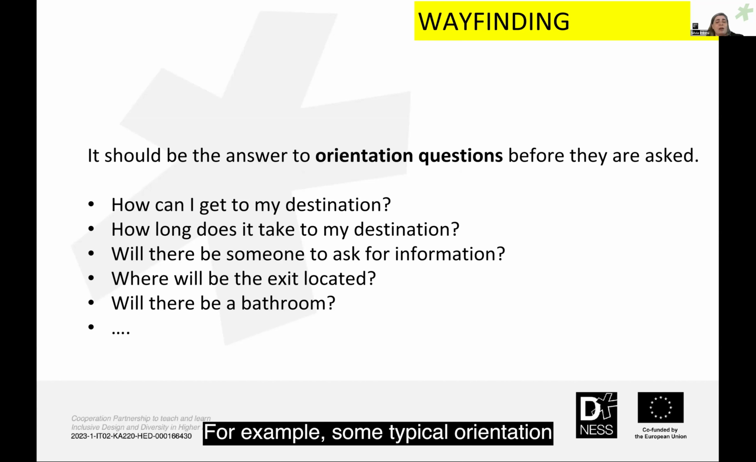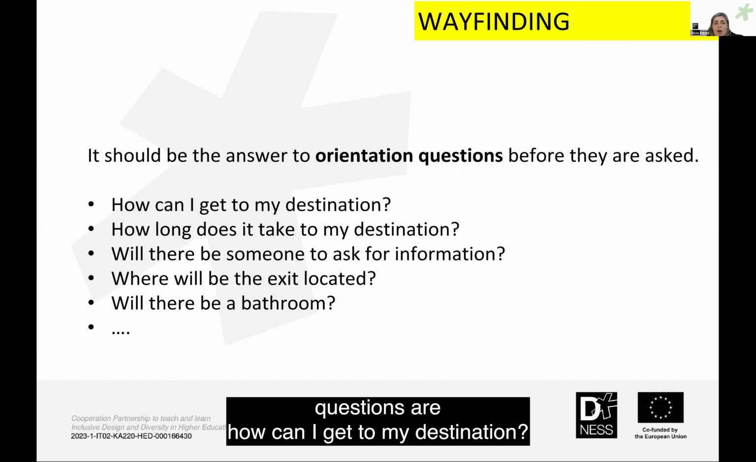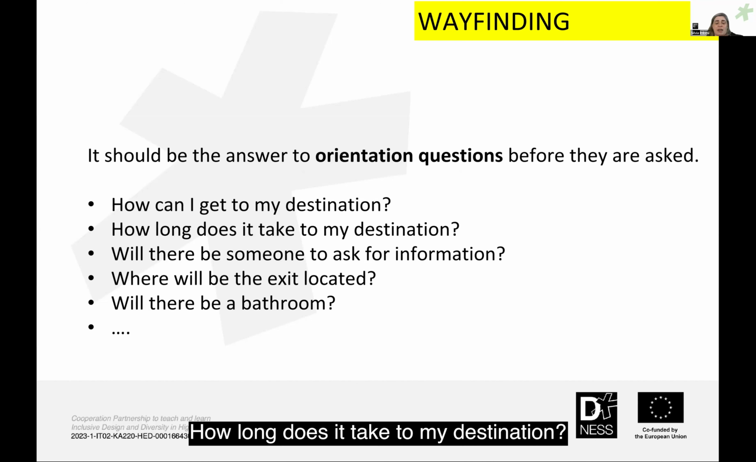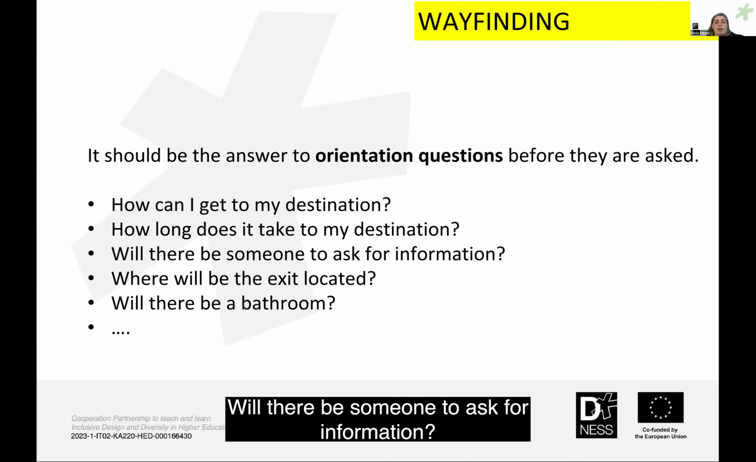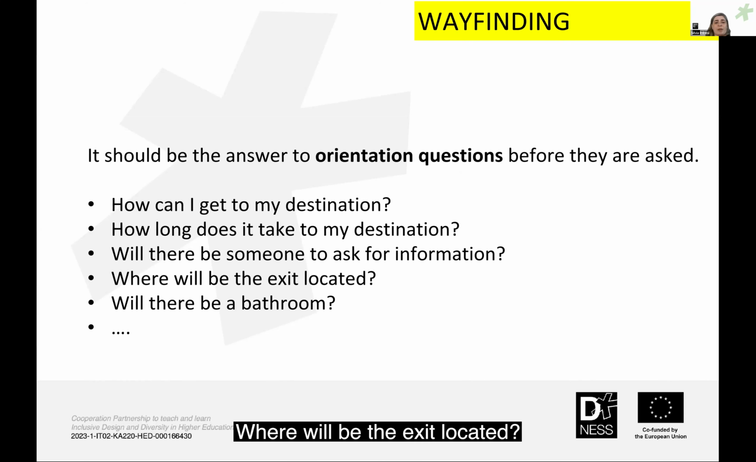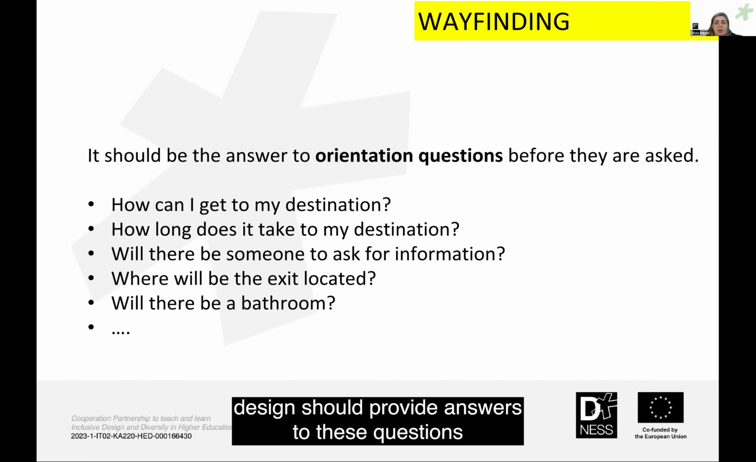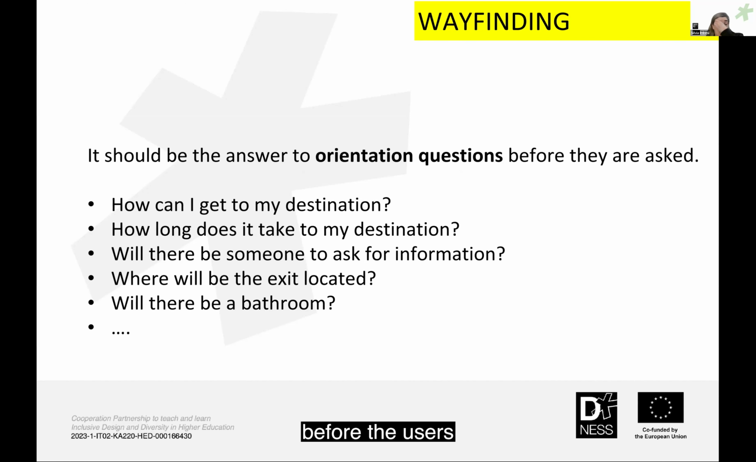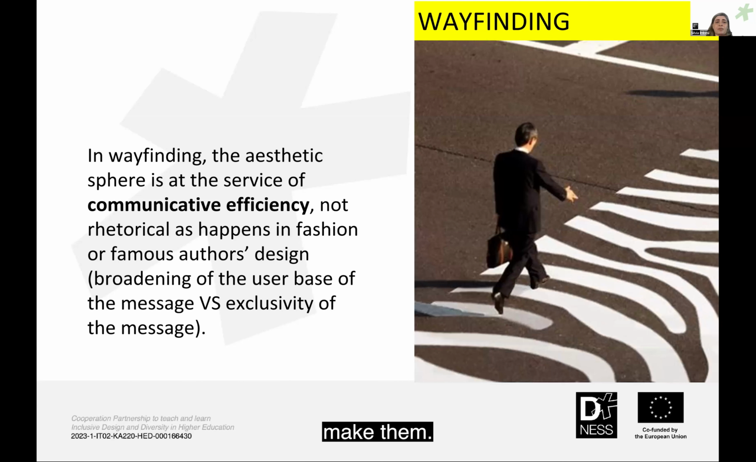For example, some typical orientation questions are: how can I get to my destination? How long does it take to get to my destination? Will there be someone to ask for information? Where will the exit be located? Will there be a bathroom? So a good wayfinding design should provide answers to these questions before the users ask them.